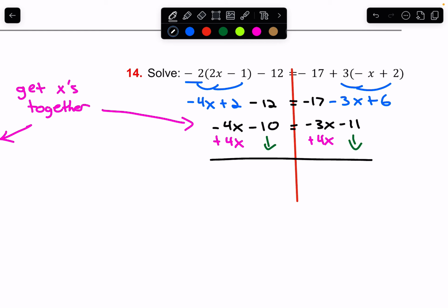Okay, so now I can see that I'm going to have 4x and 4x cancel. I drop that negative 10 down. And on the other side, negative 3x plus 4x is 1x. And that negative 11 drops down.